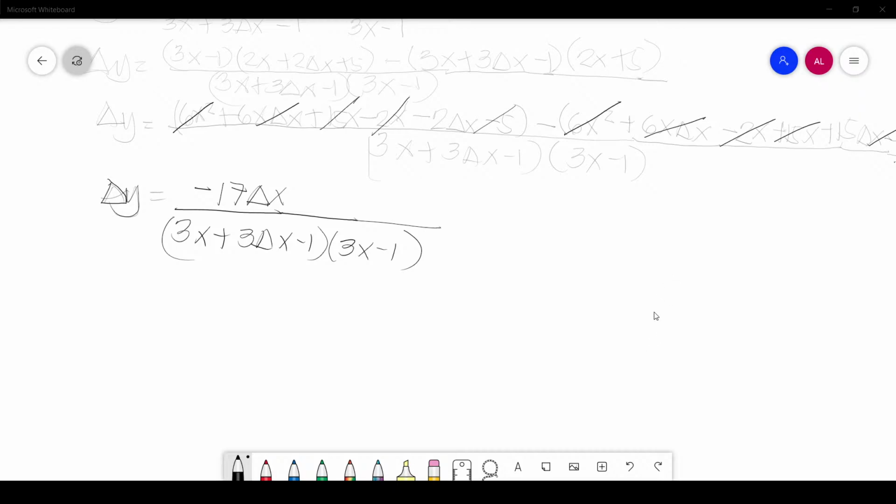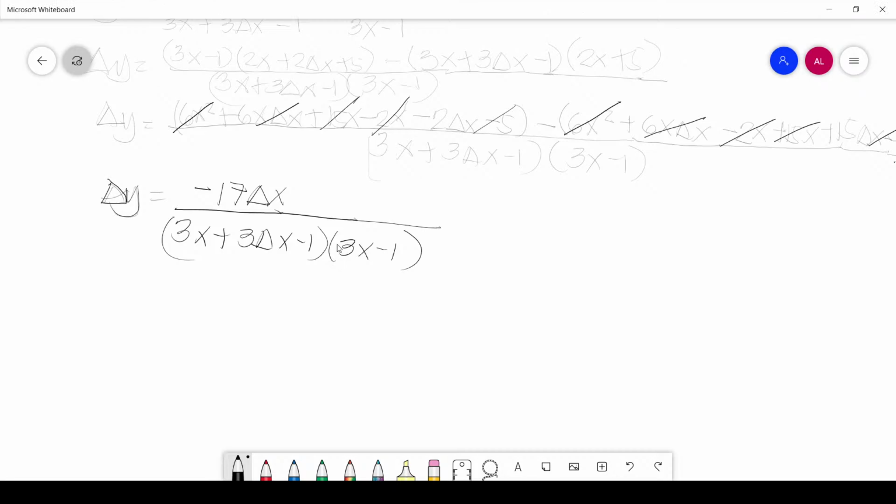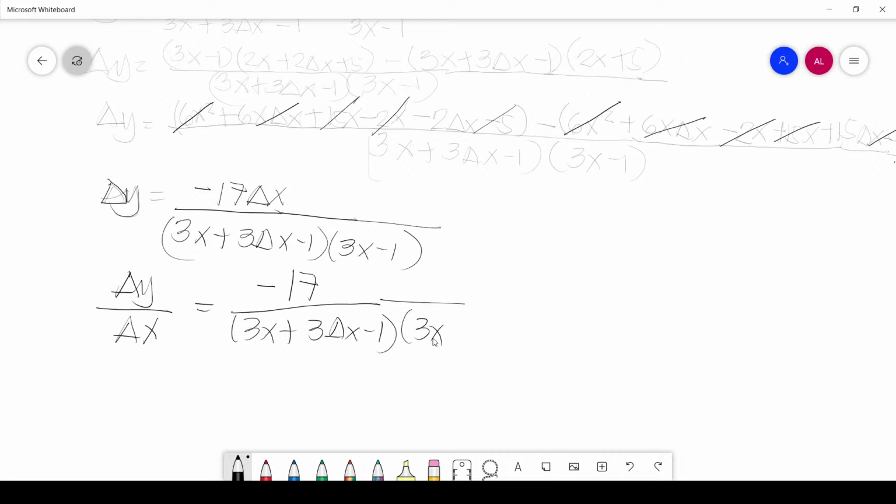So, let's proceed to the next process, which is we divide it by delta x. Shortcut ko na, shortcut talaga. Parang cross multiplication. Delta y. So, pag dinivide natin by delta x, mawawala ang delta x sa numerator. So, magiging negative 17 na lang iyan. Then, 3x plus 3 delta x minus 1 and 3x minus 1.